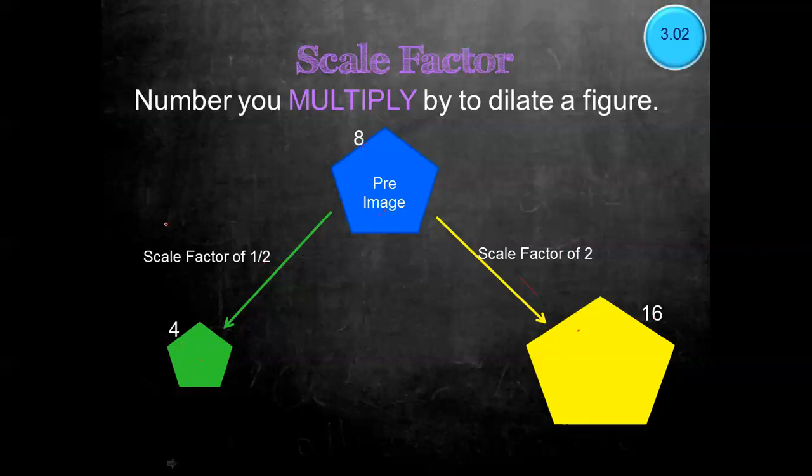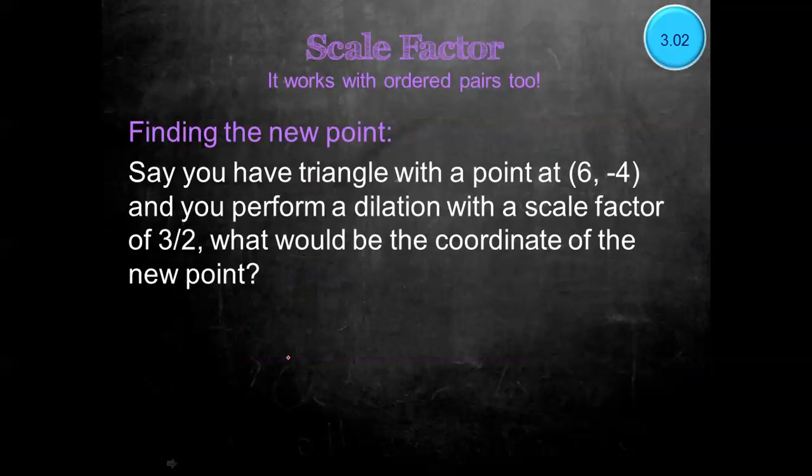So on the flip side, say we didn't know the scale factor, right? If we're just given the pre-image and the image, then we would put the image on top of the pre-image. So if we had 4/8, that equals 1/2, which is what our scale factor was. Here, if we take 16/8, we get 2, which is what the scale factor was for this one.